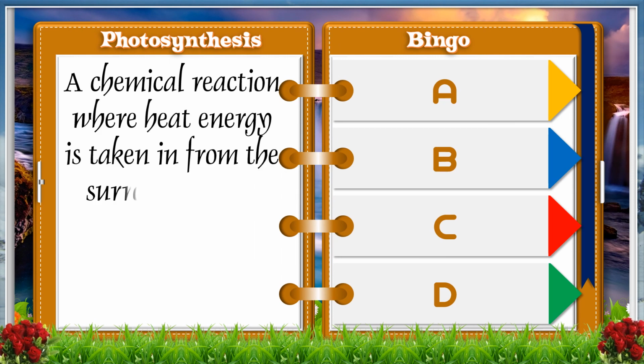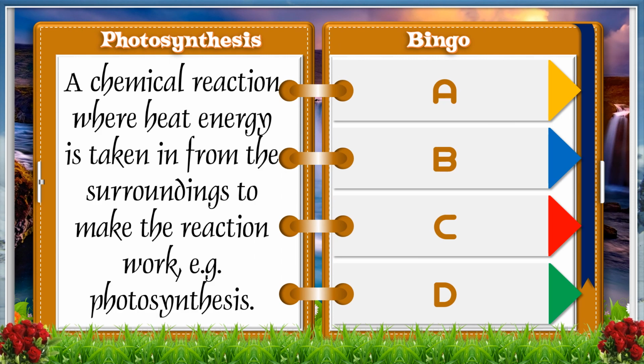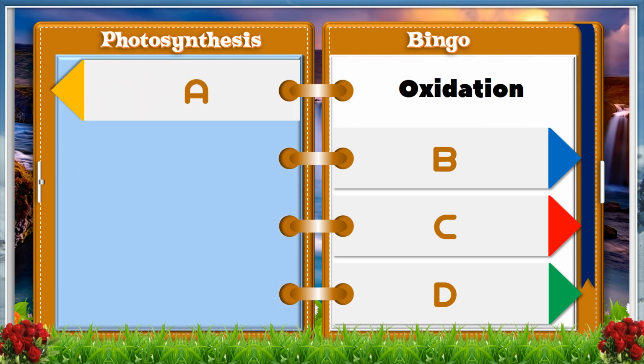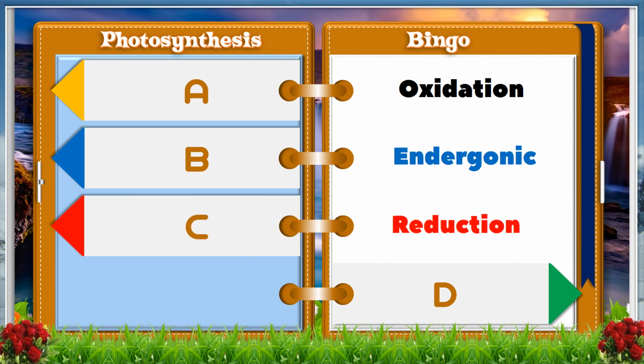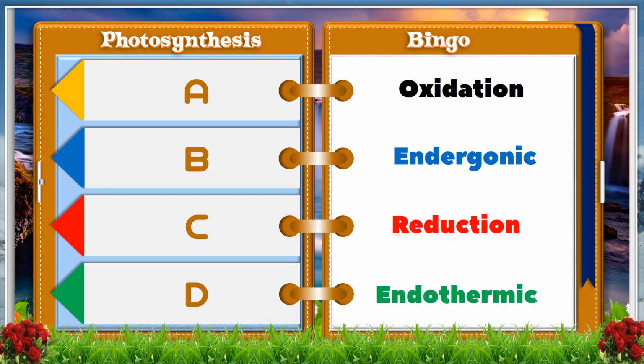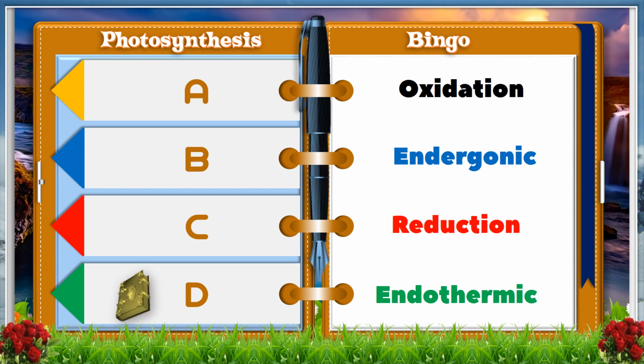A chemical reaction where heat energy is taken in from the surroundings to make the reaction work. For example, photosynthesis. A. Oxidation. B. Endergonic. C. Reduction. D. Endothermic. And the answer is D. Endothermic.